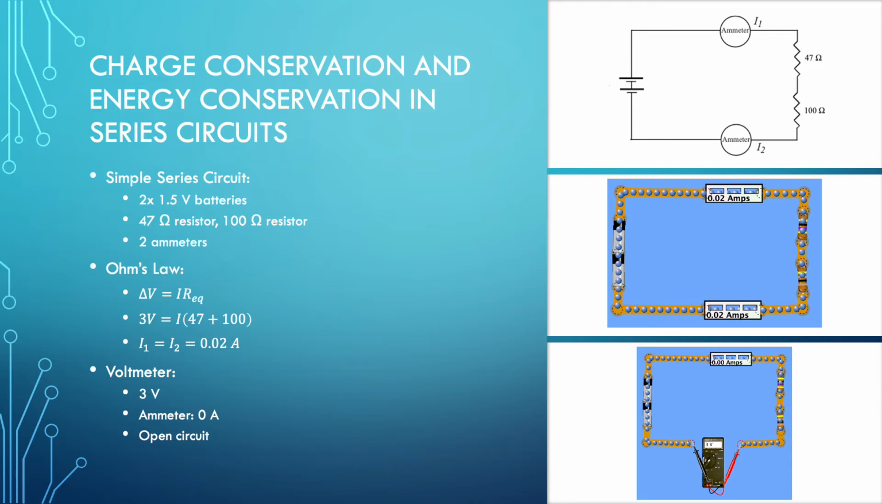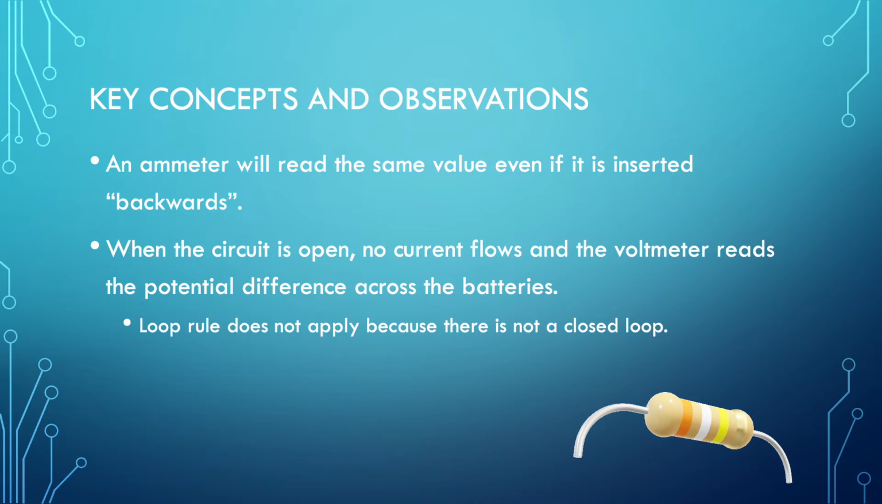by the ammeters. Next, I replaced the bottom ammeter with a voltmeter, which read 3 volts, the potential difference across the batteries, while the remaining ammeter read 0 amps, as the circuit is open and there is no current flowing. Some key concepts from this simple series circuit are the fact that an ammeter reads the same value even when inserted backwards, and when a circuit is open, the loop rule does not apply because there isn't a closed loop.